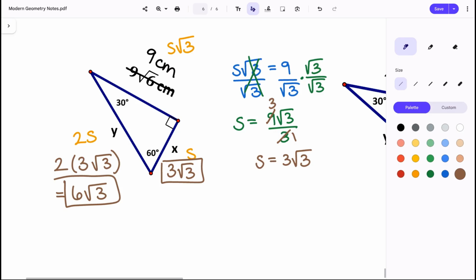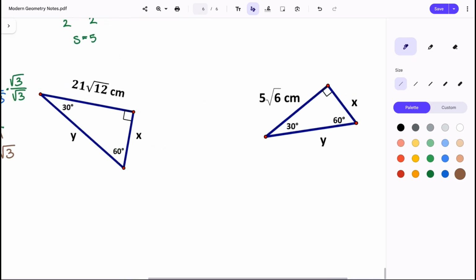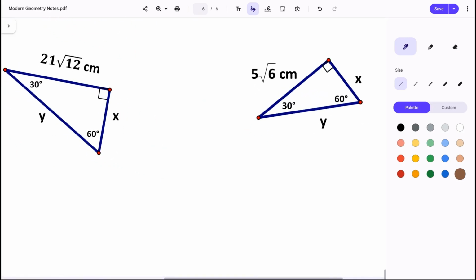Okay? Now, there's 2 more here on this page. I'm going to give you guys a couple of minutes. I want you to just see what you can do with both of them, and then we'll go over them together, okay?